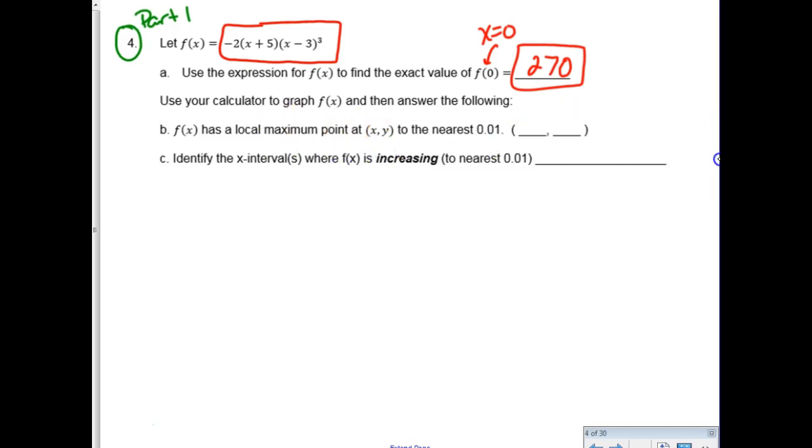So because of the follow-up questions here, I would say go ahead and use your y equals screen, your y1, type this into y1. And to find your local maximum, remember you go to second trace. And then you're going to go to maximum. And I'm going to pause my video so I can get everything entered. I would like you to do the same.